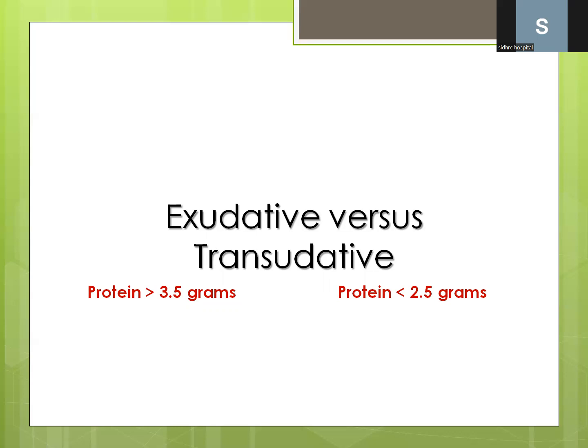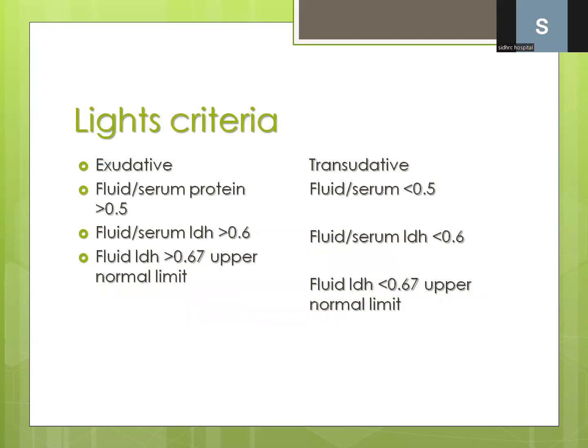But what if the effusion contains protein between 2.5 and 3.5 grams? For that, we apply Light's criteria. For exudative effusion, we should know the LDH level, the protein ratio of the fluid to the serum, and the LDH ratio of the fluid to the serum. So the fluid to serum protein ratio should be more than 0.5 to call it an exudative type of effusion. The ratio of fluid protein to serum protein should be less than 0.5 for it to be a transudative type of effusion.